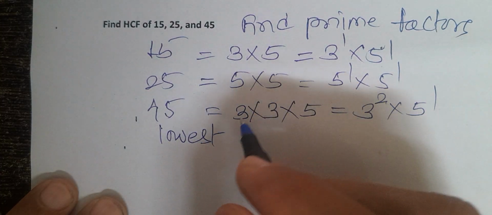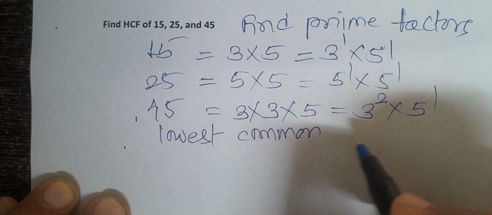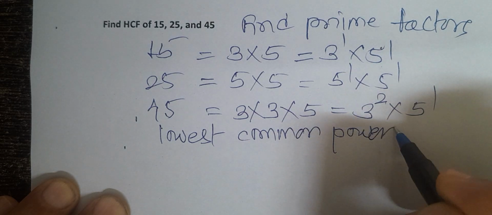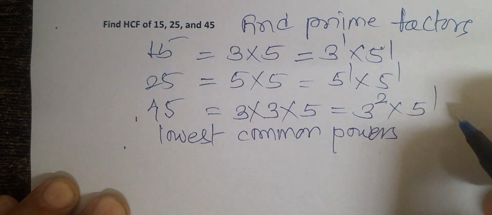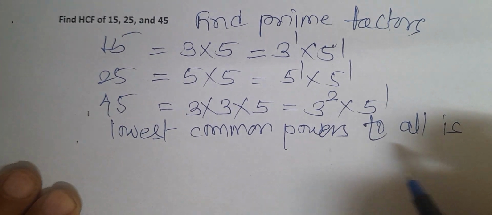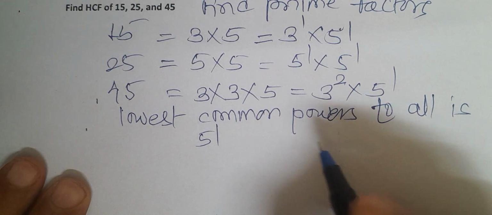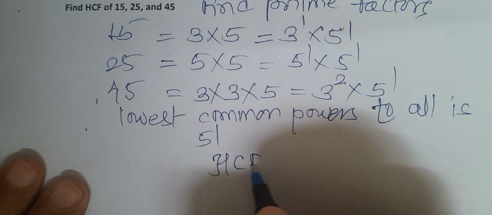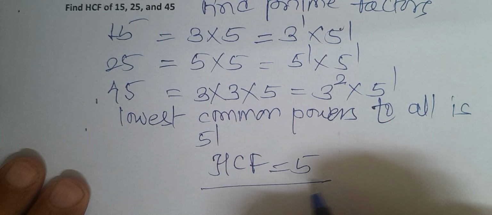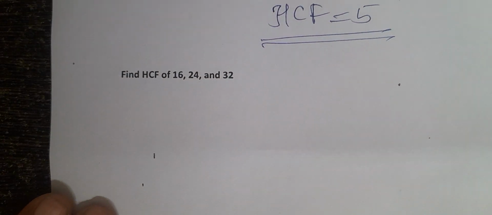The lowest common power to all is only 5 raised to power 1. So the highest common factor is 5.